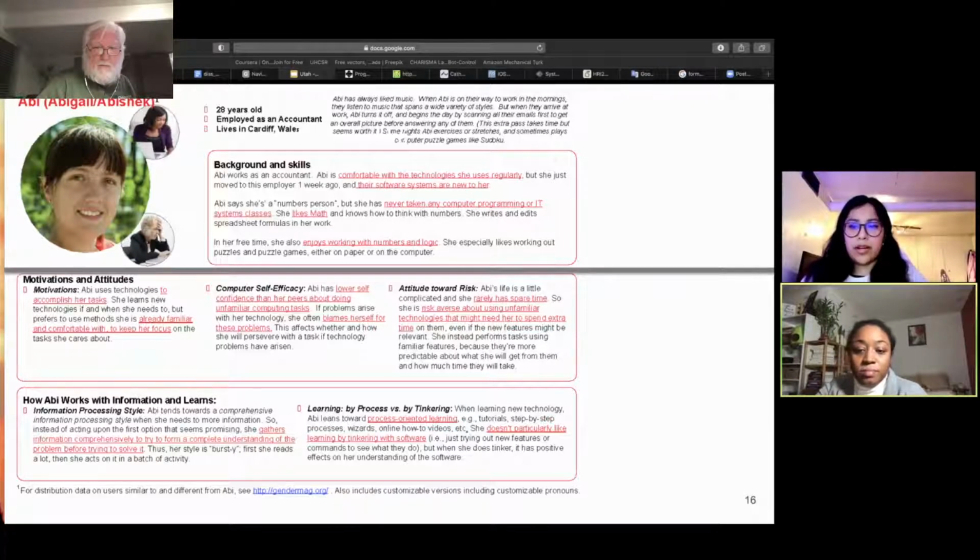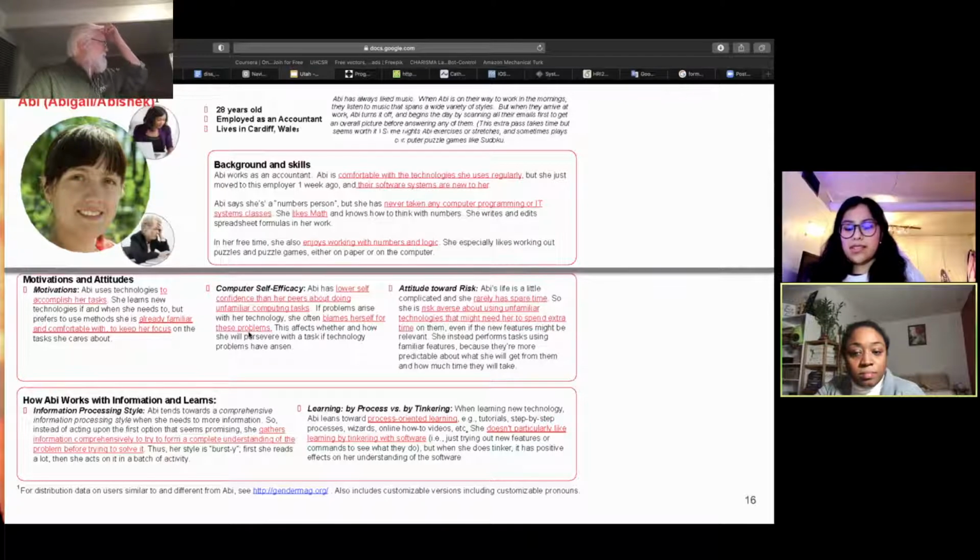But the important part is the part below this line. So in these two red boxes, we have Abby's facets. And we'll take a quick look at them. So for motivations, Abby likes to use technology that is familiar to her and is already comfortable. Then computer self-efficacy. Abby has a lower computer self-efficacy, and if problems arise, tends to blame herself.